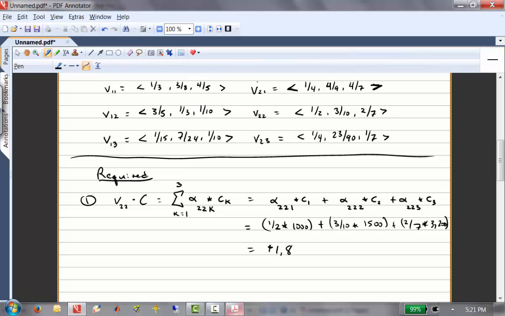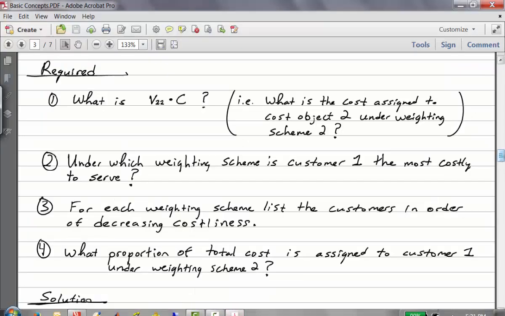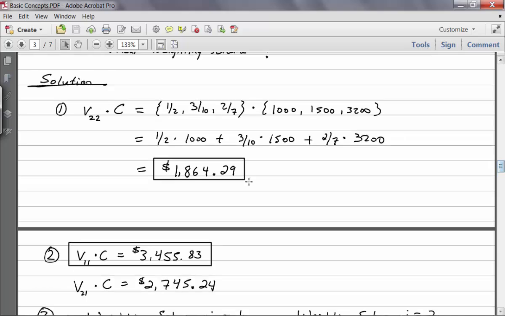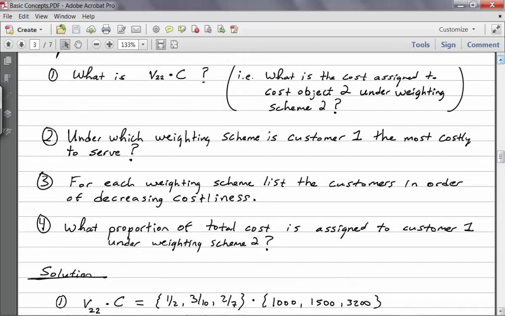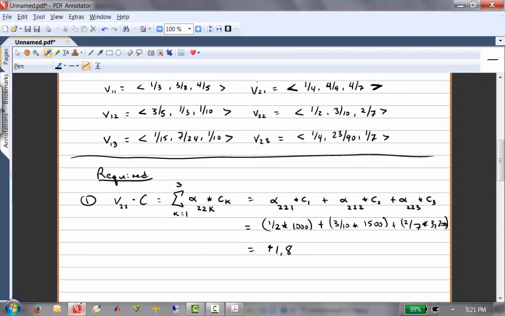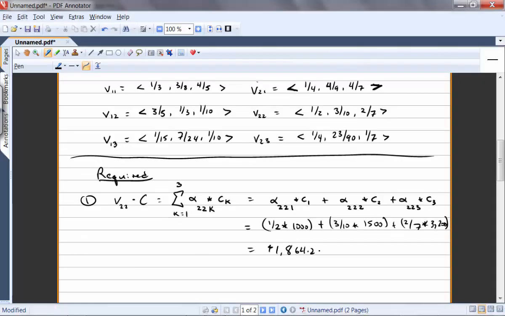1,800, and we can go see what you get. 1,864.29. That's pretty straightforward. $1,864.29 are assigned to customer 2 using weight vector 2.